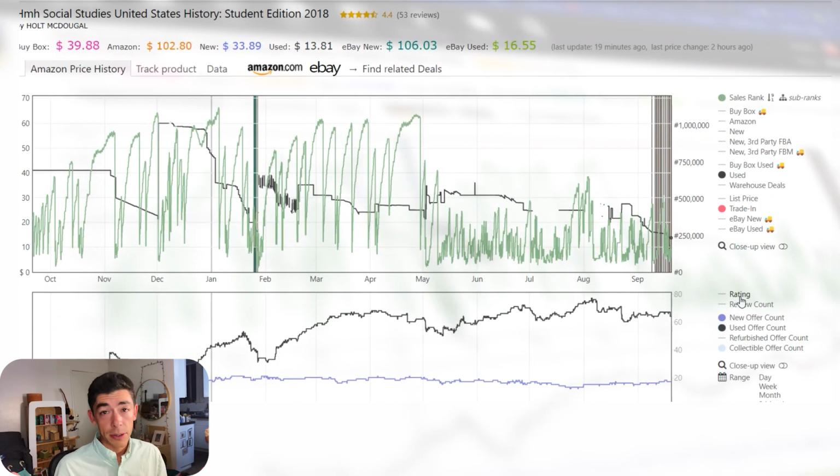One, it could just be a seasonal book that's not selling because it's not the right season, and you can expect that offer count to go back down. Or in the case of a lot of books, when the offer count gets really high, maybe there's just not as many people buying the book as there used to be. And what you should expect is the used prices of the book to come down.